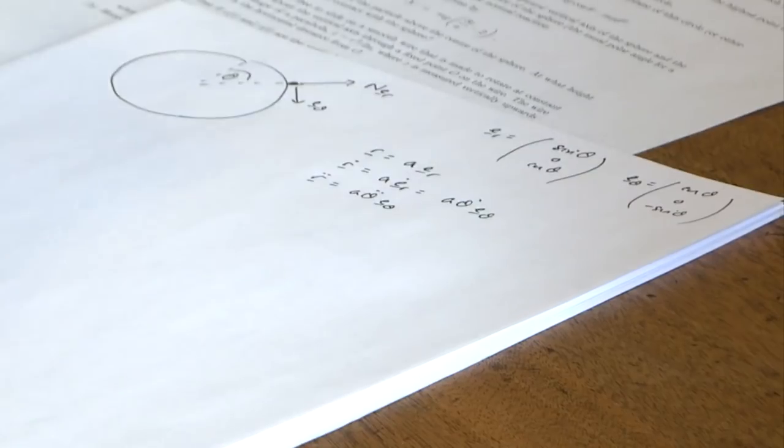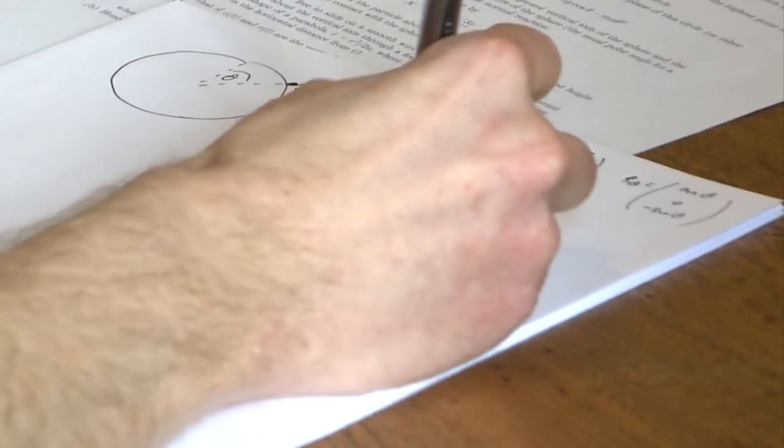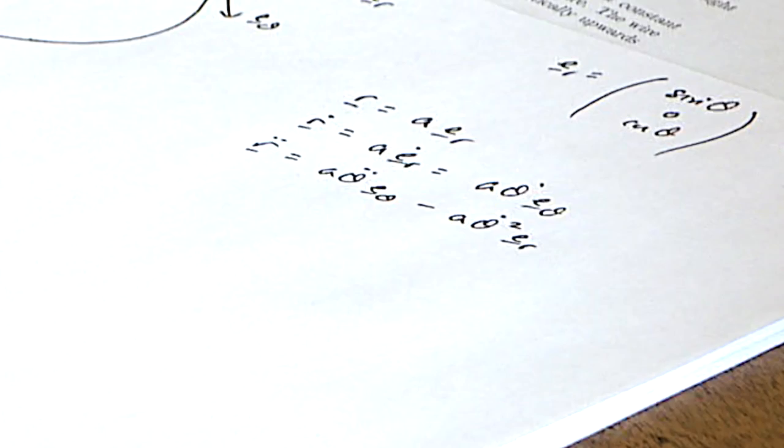And then your r double dot in this case is the derivative of that. So you get a theta double dot e_theta, and then you get theta e_theta dot, which is always going to be minus theta dot e_r. So that gives you minus a theta dot squared e_r, which is what you've got here. It's just written out in more components.